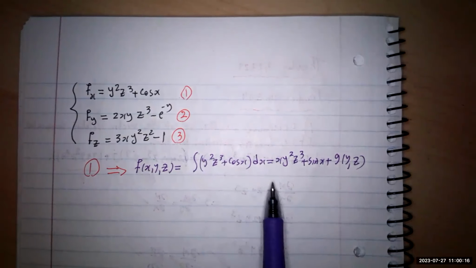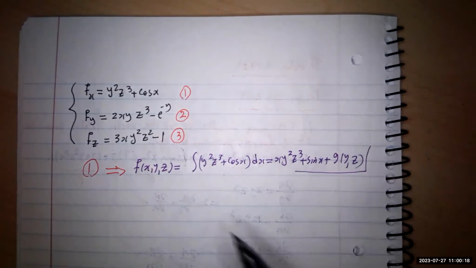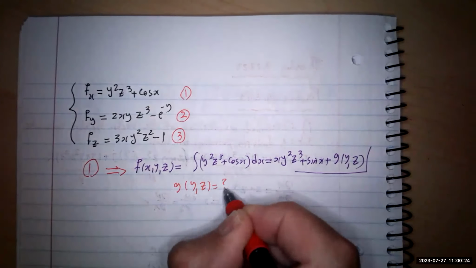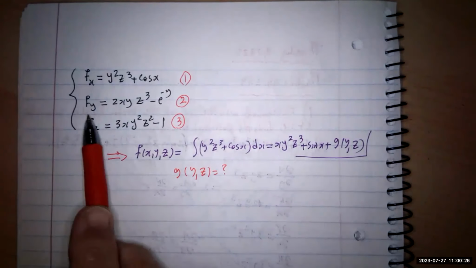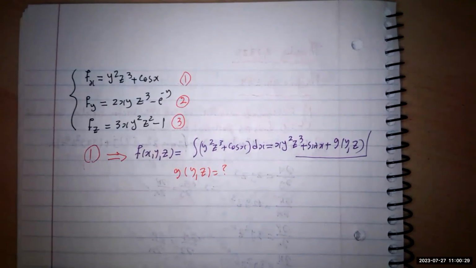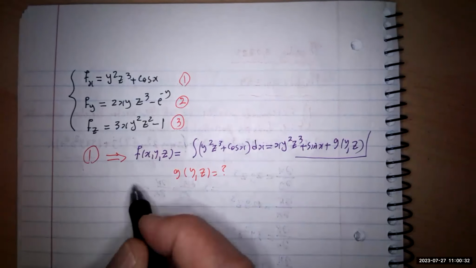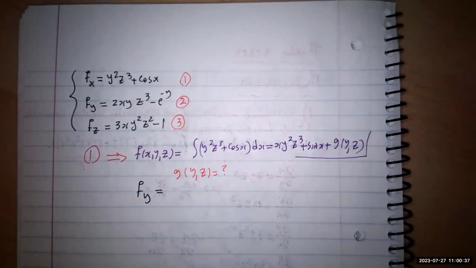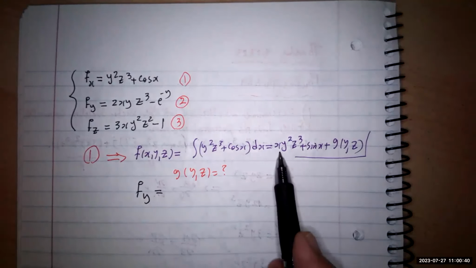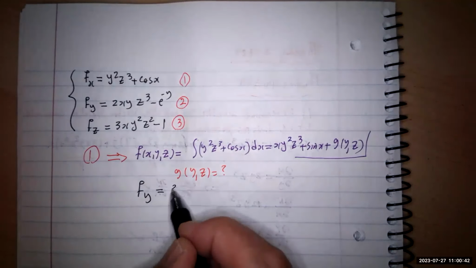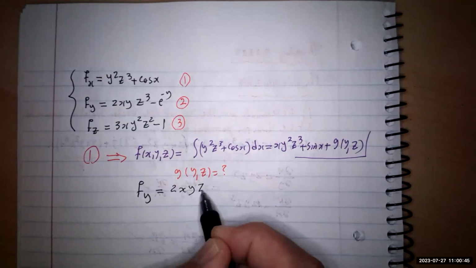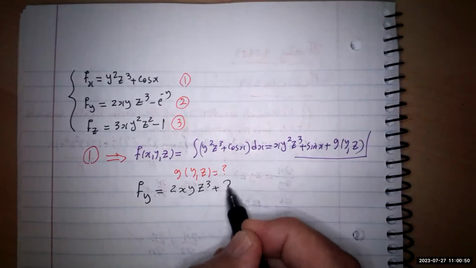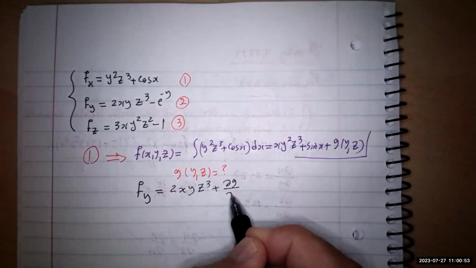So far, this is going to be your function f, but the question is what is g of y and z? So you have to differentiate with respect to y to see if there is any y in it. Differentiating with respect to y gives 2xyz cubed, and the z cubed term would be 0. That is the derivative of g with respect to y.